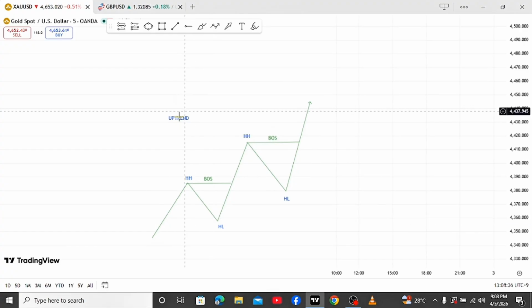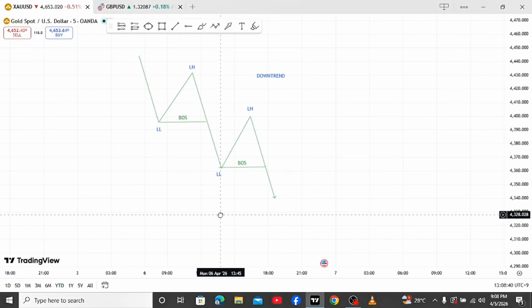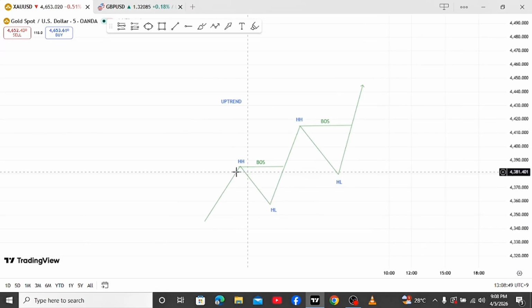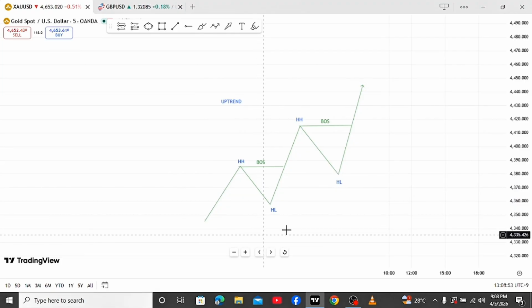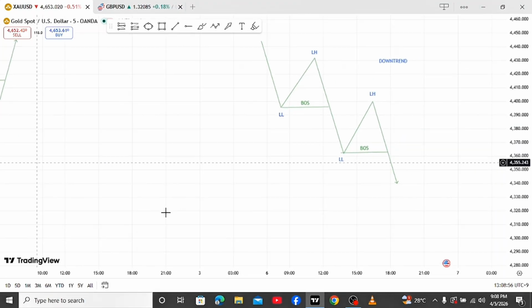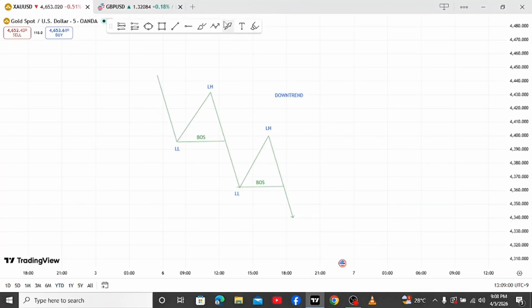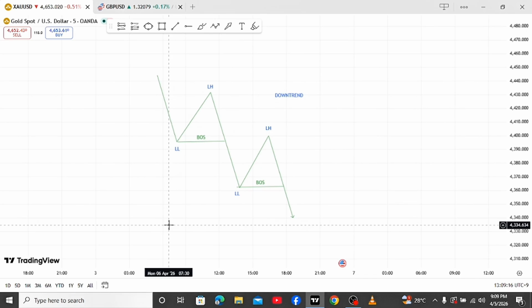Higher high, higher low, uptrend. Lower high, lower low, downtrend. So when the market is in an uptrend, all we should be thinking is buy, because the market is going up. And when the market is in a downtrend, all we should look out for is sell. Why? Because the market is really going down. We'll look out for sell positions.